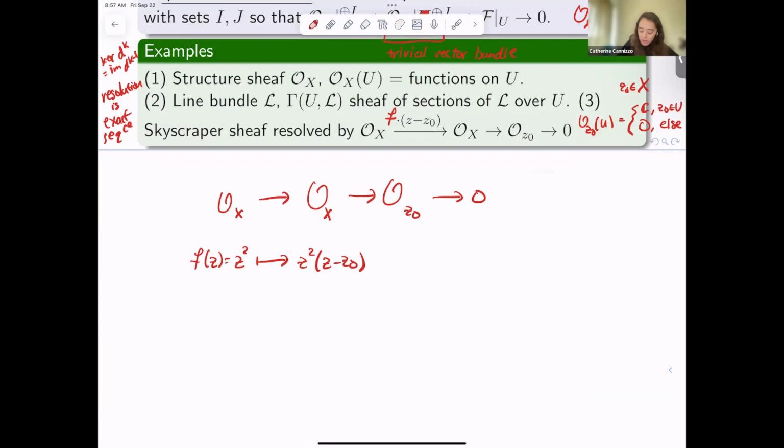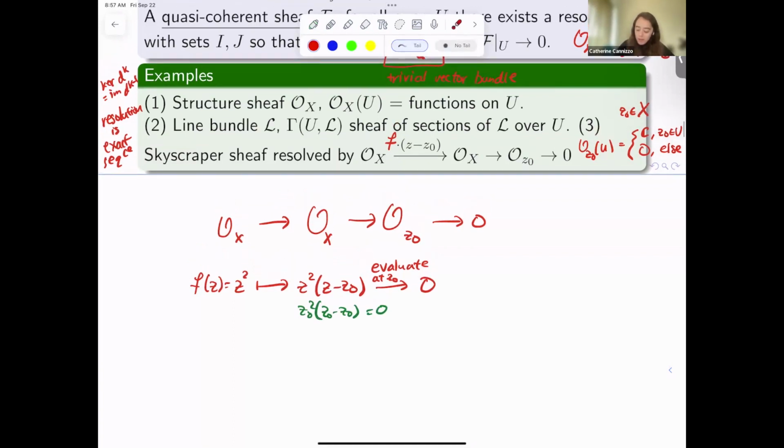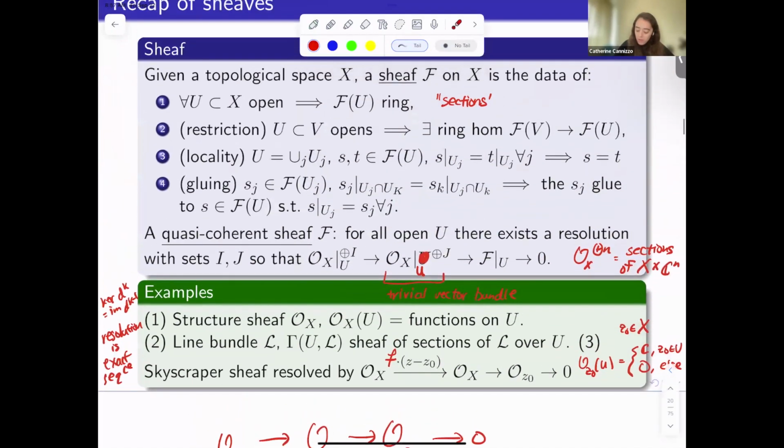If we evaluate this, so evaluate at z naught, we just get 0. This becomes z naught minus z naught. This becomes z naught squared. You just get 0. So this is exact because everything which vanishes when you evaluate at z naught is exactly in the image of this map. So this is a valid resolution of the skyscraper sheaf.